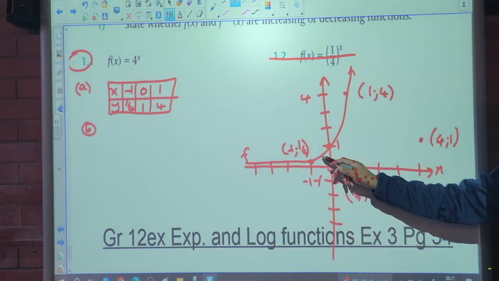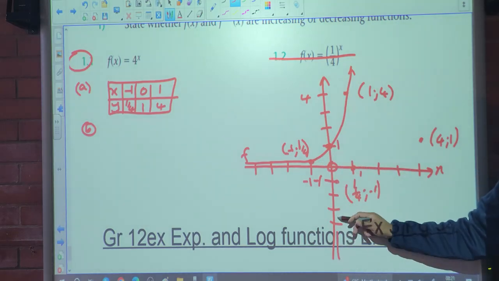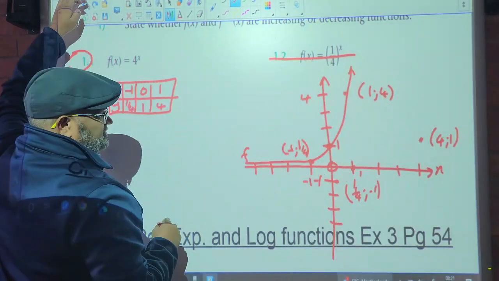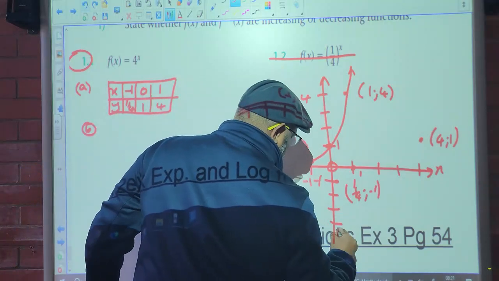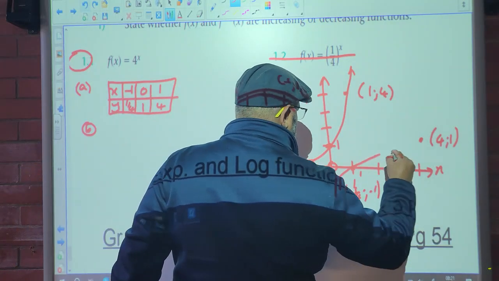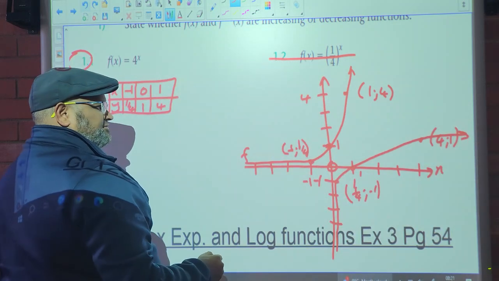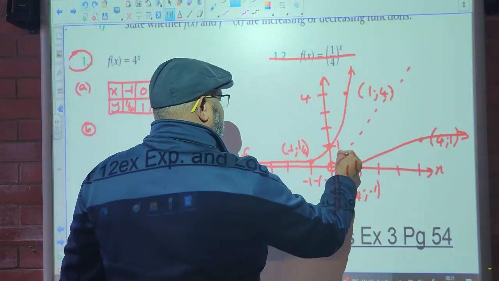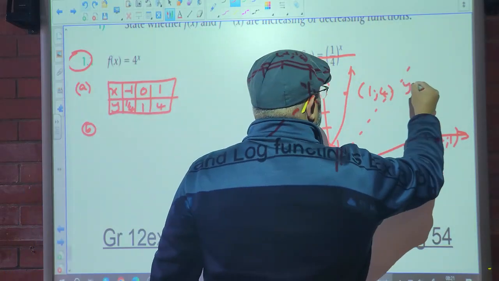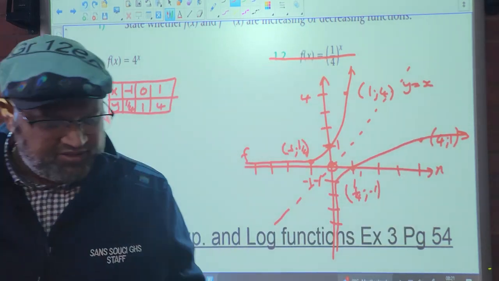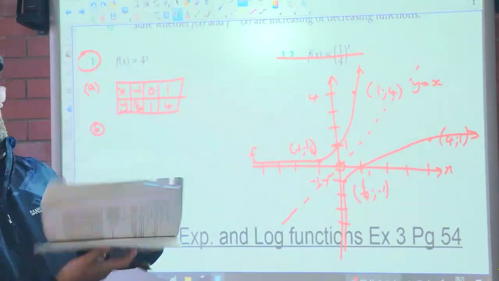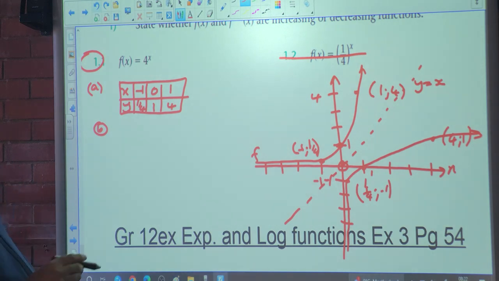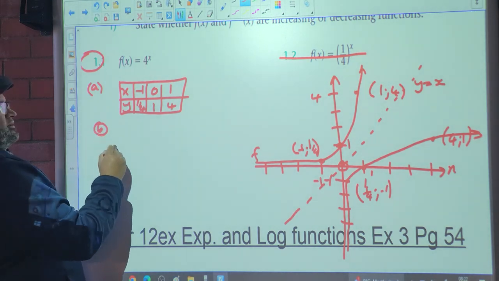So again, the x-axis was the asymptote, now the y-axis is the asymptote. Okay, the graph doesn't go through that point there, so let's do it a bit closer. And there we go. Then I ask you to draw in the symmetrical line, which in this case is y equals x. Right, what's C? Is it C, the symmetrical line? Yes, right, D: write the equation of the inverse of f of x in the form y is equal.